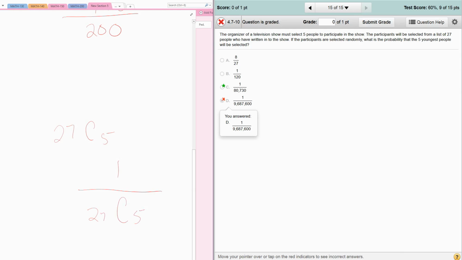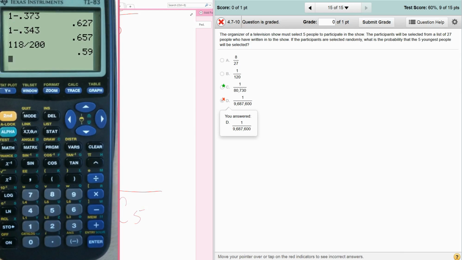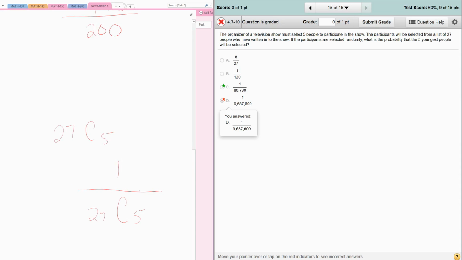So in our calculator, we need to do 27. And then we're going to go to math and over to probability, and our nCr. I'm choosing 5 people. So we see that that's 80,730, which you can see was our answer there.